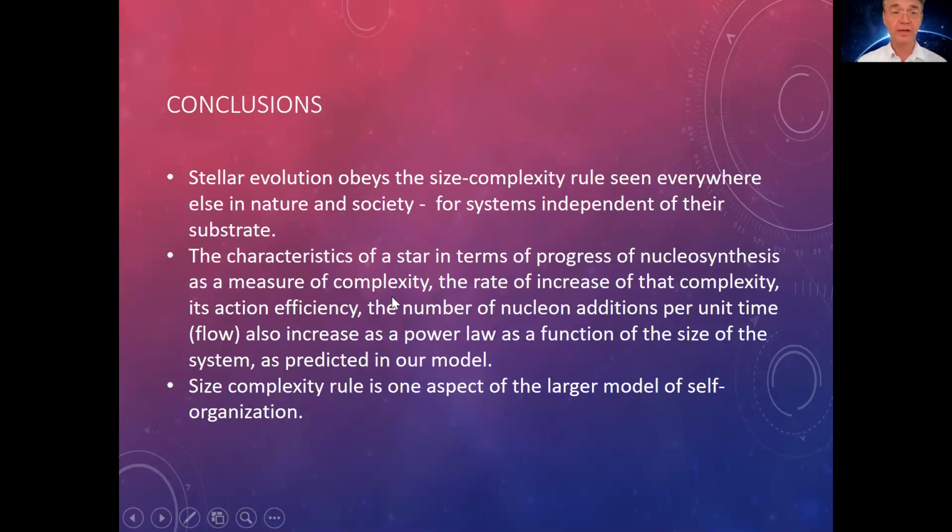And the characteristics that we have looked at specifically as a measure of complexity, such as the grouping of elements, the number of nucleon additions per unit time, the flow of these events, also increase as a power law. So not only the size complexity, but the rate complexity and the flow complexity are also obeyed. There are more things in the model that we could check than just the size complexity. And so this size complexity rule is only one part of the model, right? And it's observed by other people everywhere, but I'm out of time, so I'll stop here.